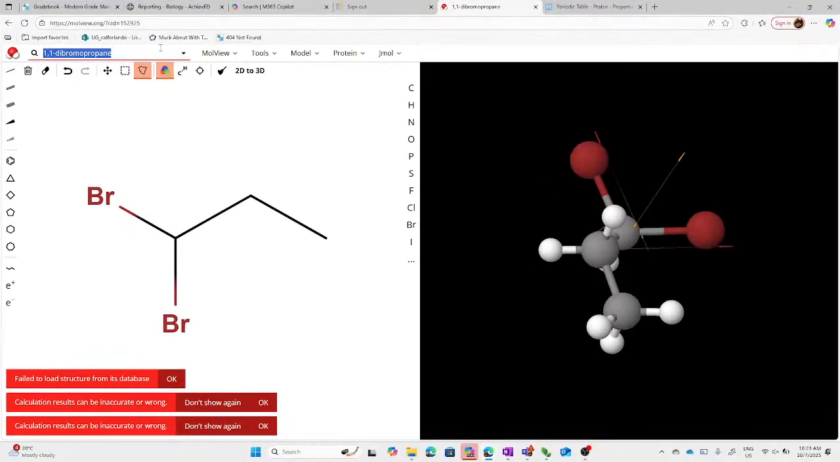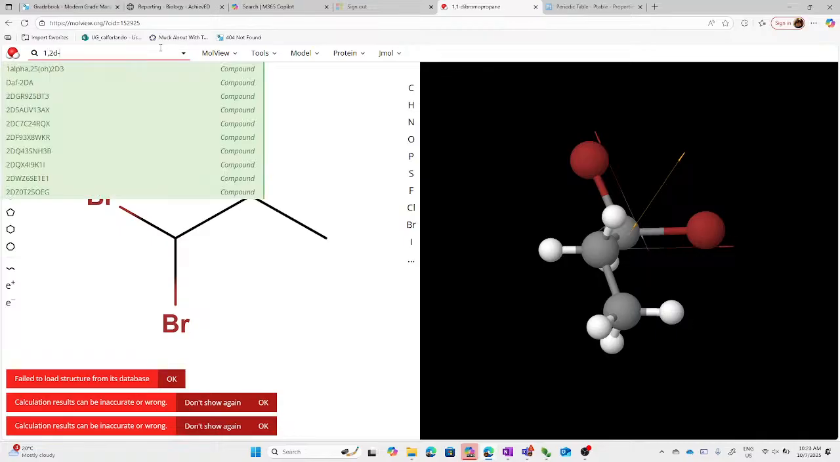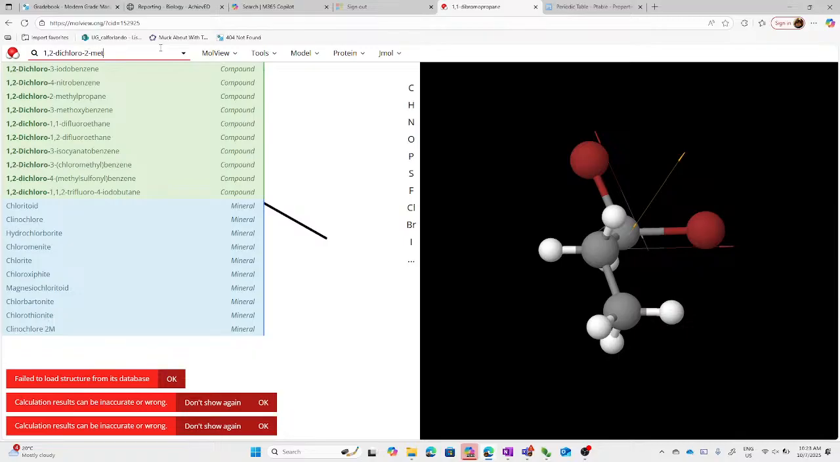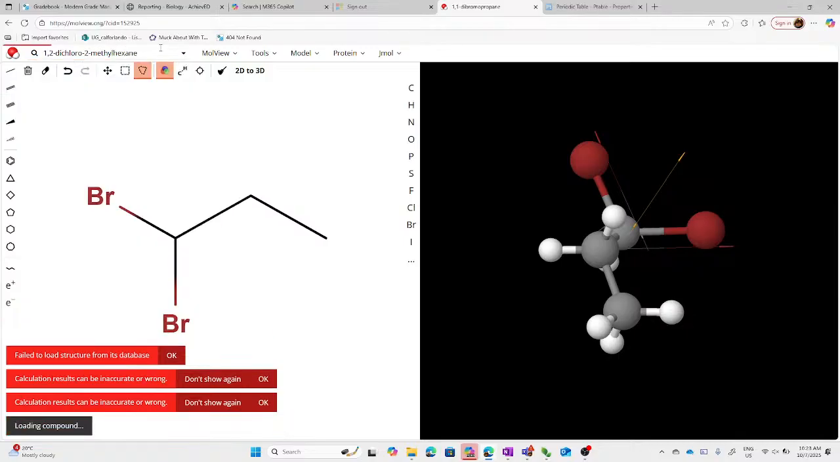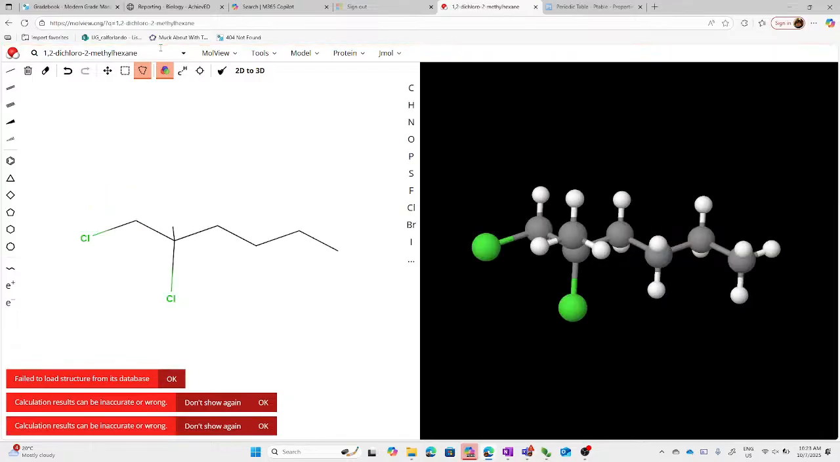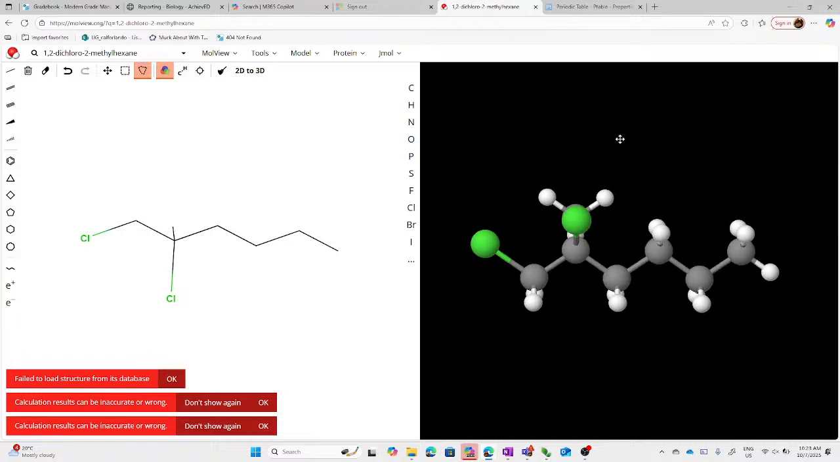So if I come here and go 1, 2 dichloro, what was it, 2 methyl hex? Is that a hex? There it is, right? There's our structure.